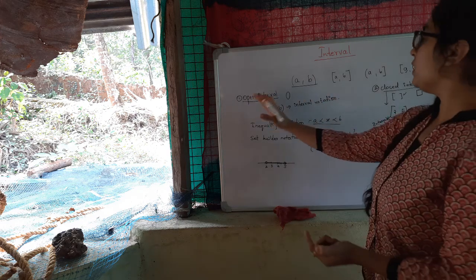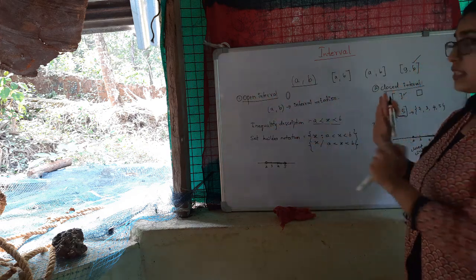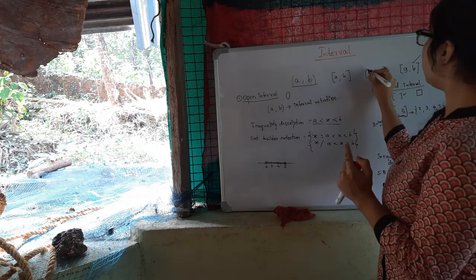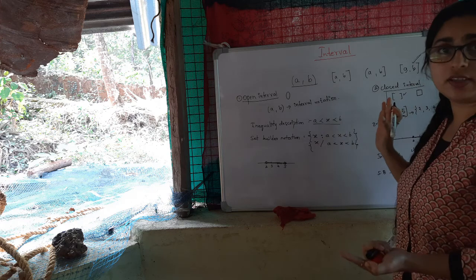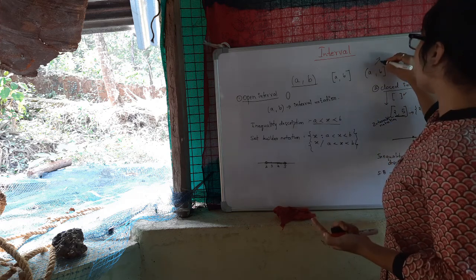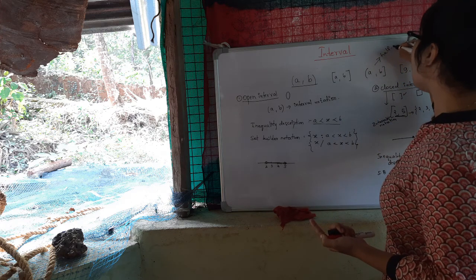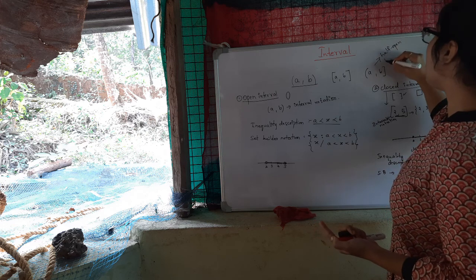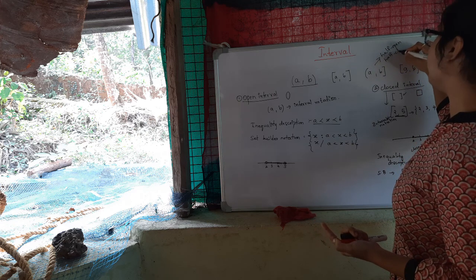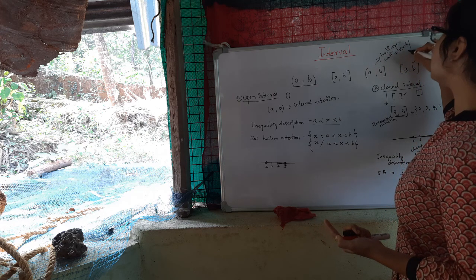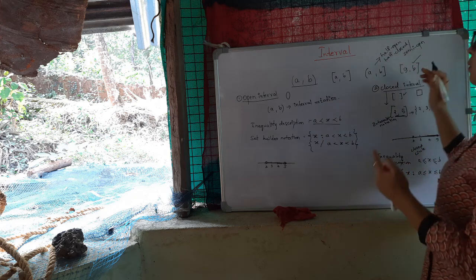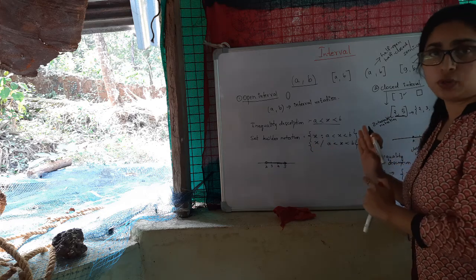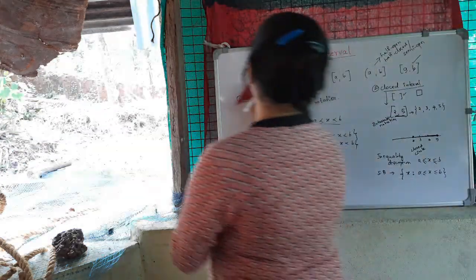So open interval, closed interval. When you see this, you can also see, okay, we have a round bracket on one side and square bracket on another side. This is called as half open, half closed interval. This is also called as semi-open interval. Semi-open interval means it will be open on one side, it will be closed on another side.